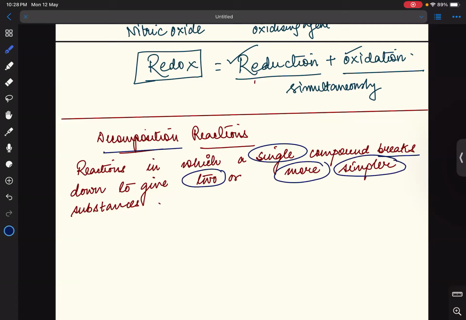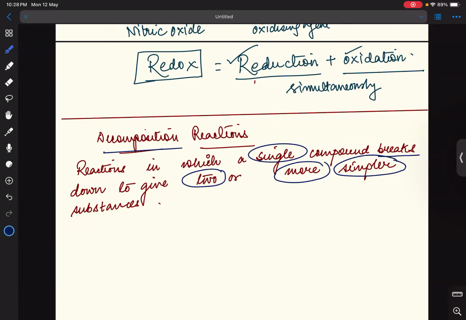So can we say that decomposition is just the opposite of combination? Because in combination, there are multiple reactants on the left hand side with a single product on the right hand side. And decomposition is a single reactant on the left hand side with multiple products on the right hand side. We can say decomposition reactions are opposite of combination reactions.